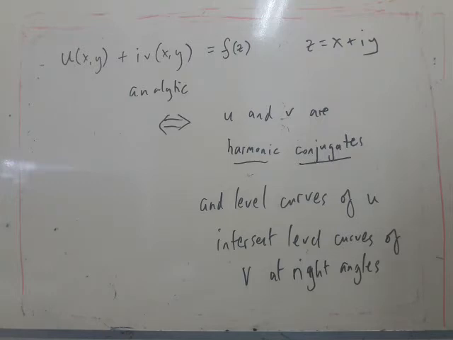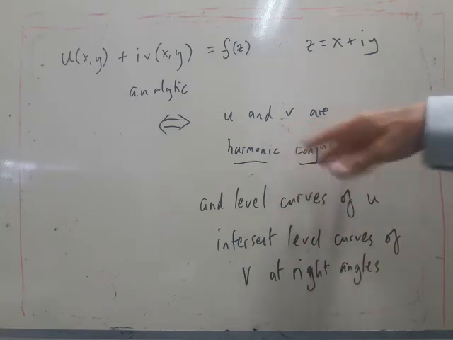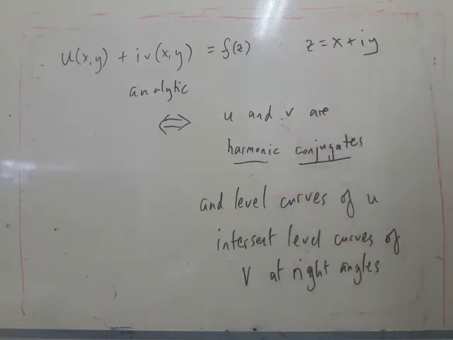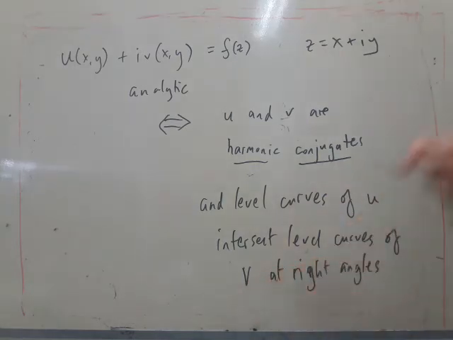And the interesting thing about harmonic conjugates is that if you look at the level curves of u, that is, if you draw a contour plot of u, so level curves are curves which have the same value of u in the xy plane, then those level curves will intersect the level curves of the function v at right angles.